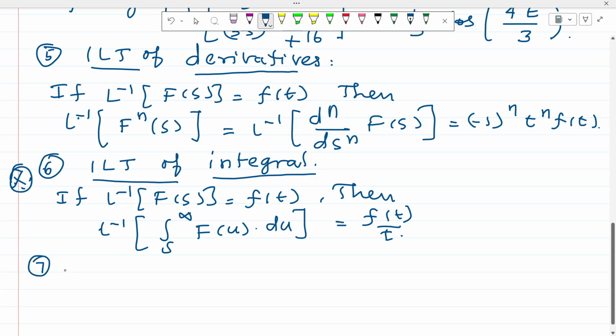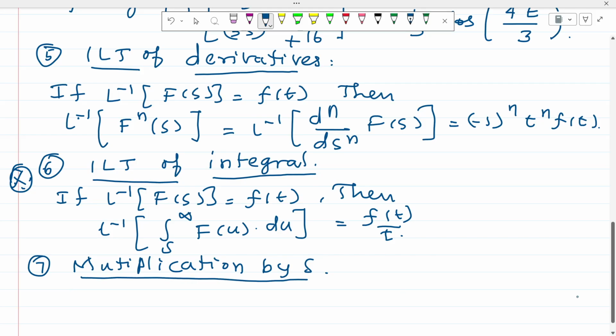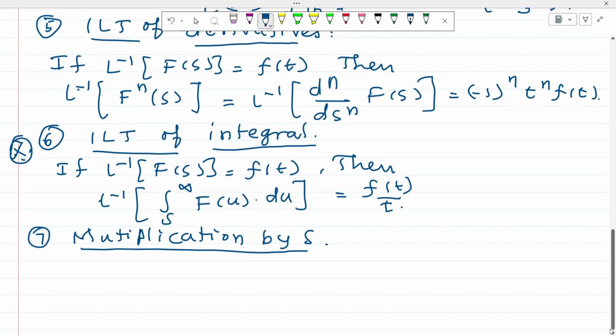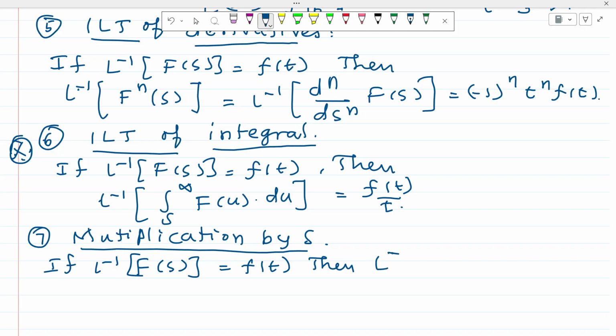Seventh property, multiplication by s. If L inverse of F(s) equals f(t), then L inverse of s times F(s) is equal to f dash of t.